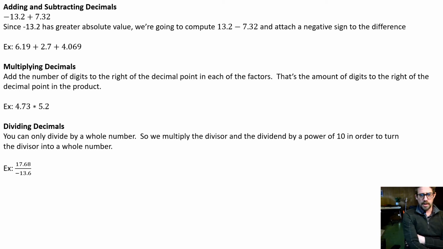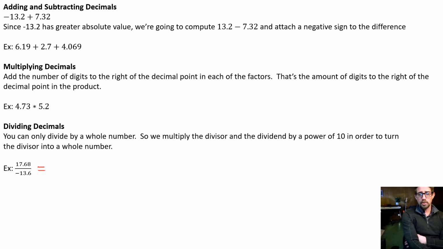17.68 divided by negative 13.6. So right off the bat, we're not really going to use the negative except in our very final answer. We know that a positive divided by a negative is negative. So we're going to ignore it and then just remember to throw it back in at the end.